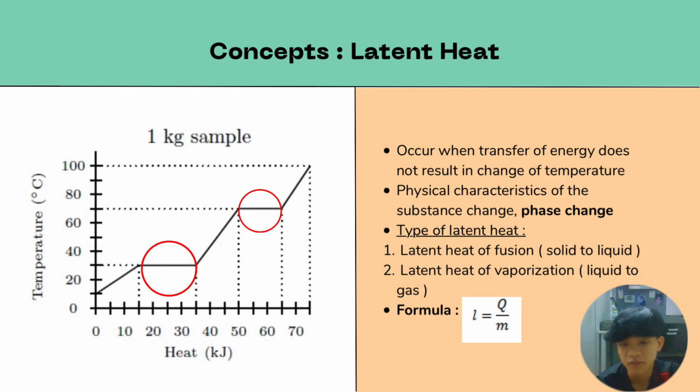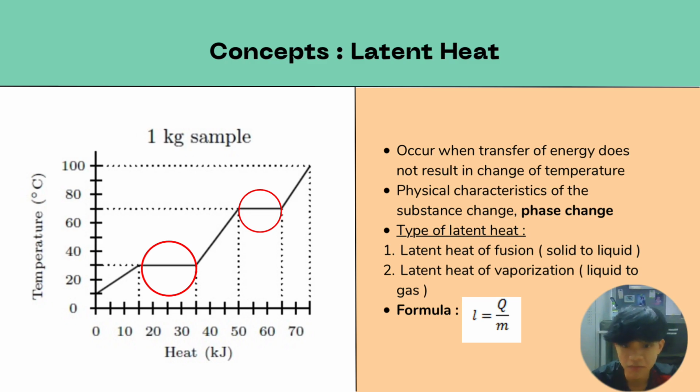The next concept of this question is latent heat. Latent heat occurs when transfer of energy does not result in change of temperature. Physical characteristic of the substance changes, or we can call it a phase change. There are two types of latent heat. First is latent heat of fusion, where substance changes from solid to liquid. Second is latent heat of vaporization, where substance changes from liquid to gas. And the formula of the latent heat is L equals Q over m.